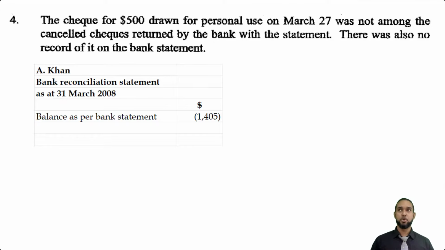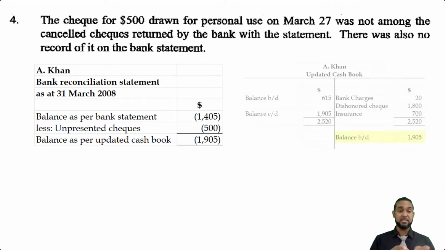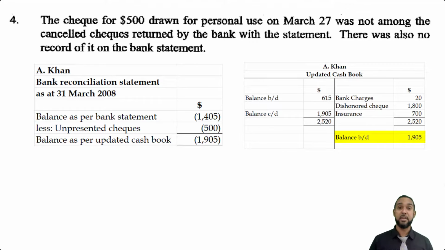Well, it was a check drawn on behalf of the owner for personal use, which means money is coming out. So if you already have a negative balance and you're taking more out, the balance is going to get more negative. So your overdraft is going to increase, right? So I have less unpresented checks, and there was only one item. And guess what? We get the same balance as per updated cash book as we found in the previous part of the question, right?